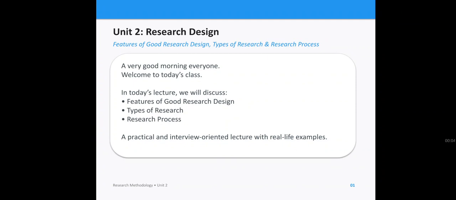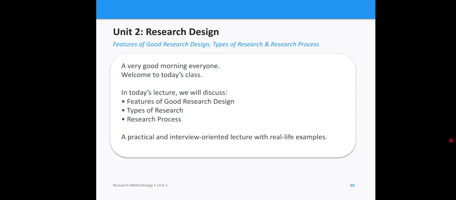I am also good. Today, we are going to discuss three very important topics of Unit 2. So, the first topic that we are going to discuss in this class is features of good research design. In addition to that, we are going to discuss the types of research as well as the research process.